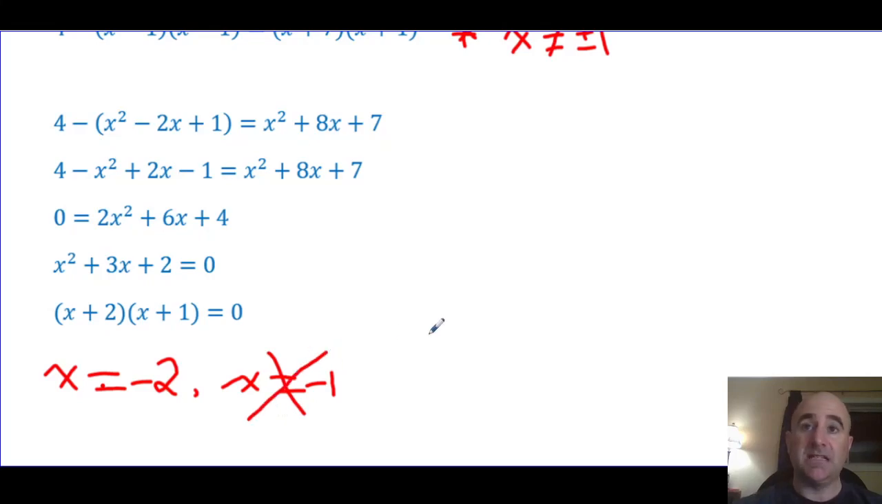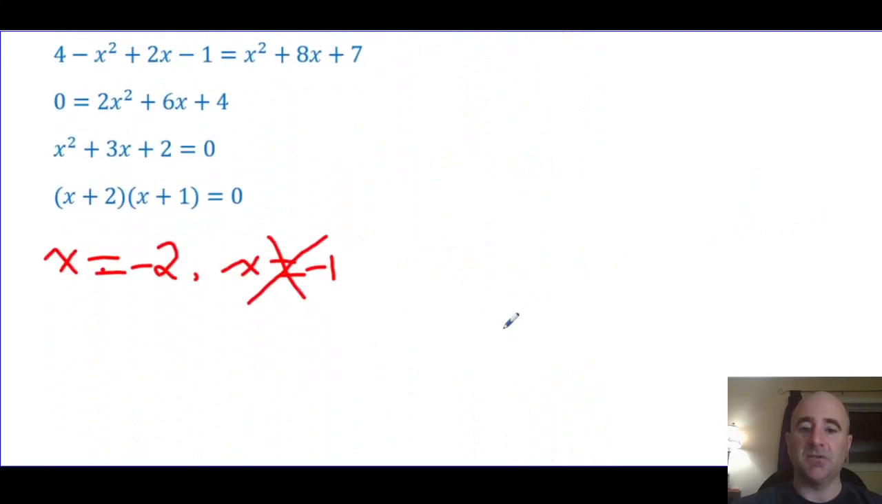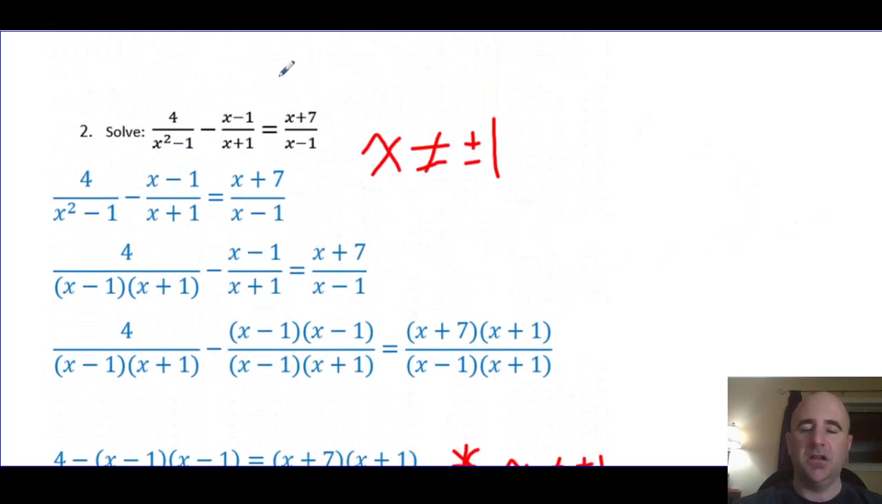So we take it off, okay? X can only equal negative 2. If you sub x equals negative 2 into the equation up here, you will find the equation is balanced. Right side equals left side. If you sub x equals -1 into the equation up here, it's not balanced. You can't balance it because it's undefined. So it doesn't evaluate to anything.